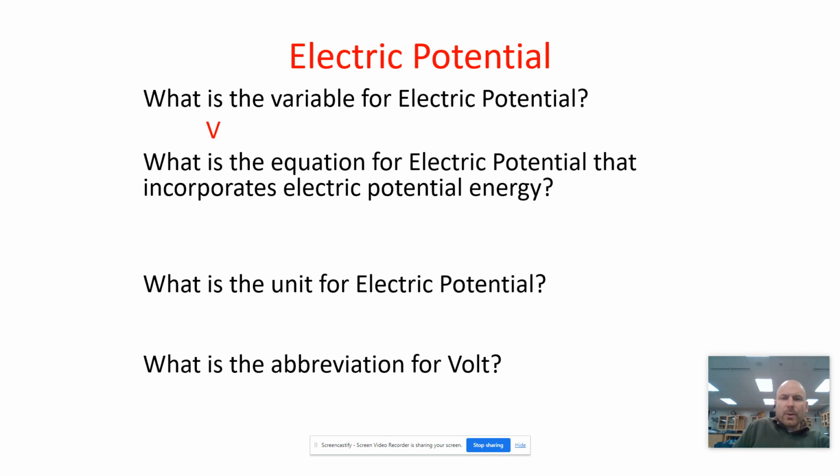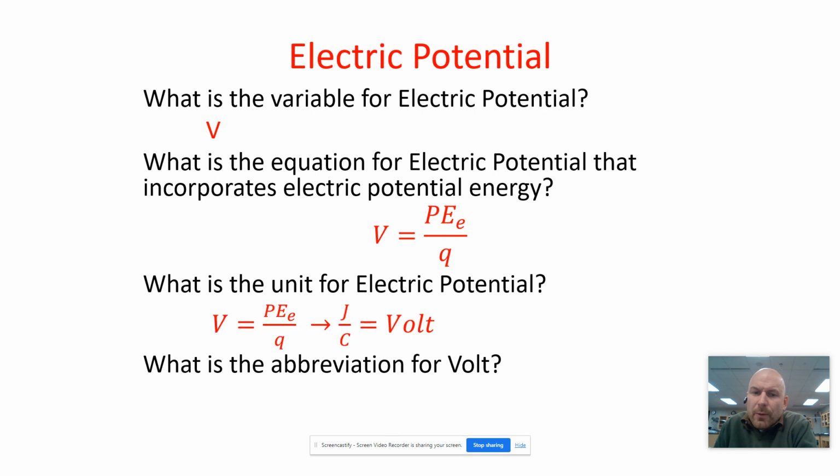What is the equation for electric potential that incorporates electric potential energy? Electric potential is equal to electric potential energy over the charge on an object. So it's this ratio of energy per charge. Energy is in joules, and charge is measured in coulombs. Therefore, you have joules per coulomb. We have a name for that, and that is a volt.